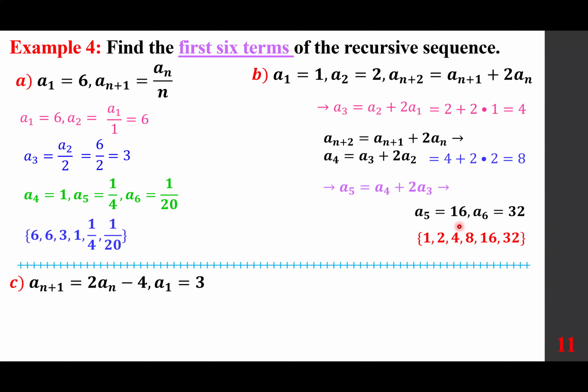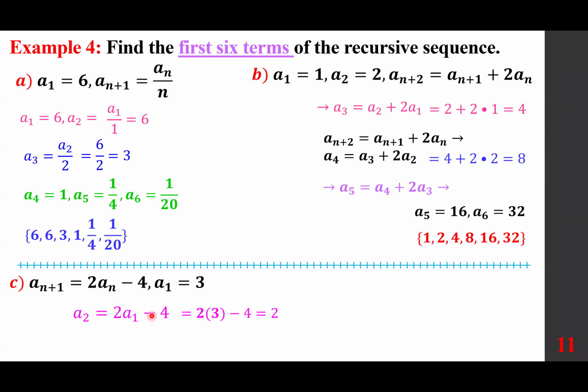A sub n plus 1 is 2 a sub n minus 4, where a sub 1 is 3. In other words, if you want any term, pick the previous one, multiply by 2, subtract 4. So I have a sub 1, I want a sub 2. A sub 2 is 2 a sub 1 minus 4, according to this formula, right? This is 2, that means this is 1. So 2 times 3 minus 4 is 2.